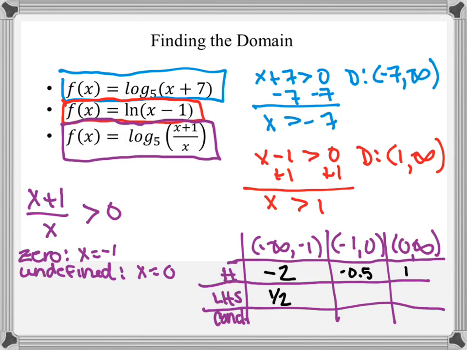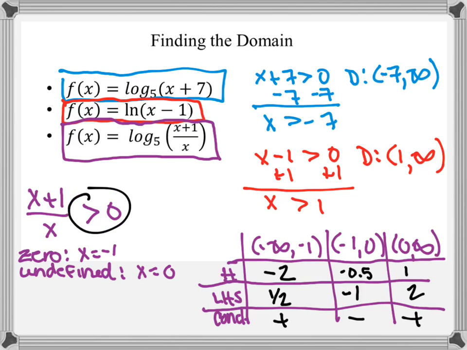When x is negative 2, my left-hand side evaluates to 1/2. When x is negative 1/2, my left-hand side evaluates to negative 1. When x is 1, my left-hand side evaluates to 2. So my first interval yields positive outputs, my second interval yields negative outputs, and my third interval yields positive outputs.